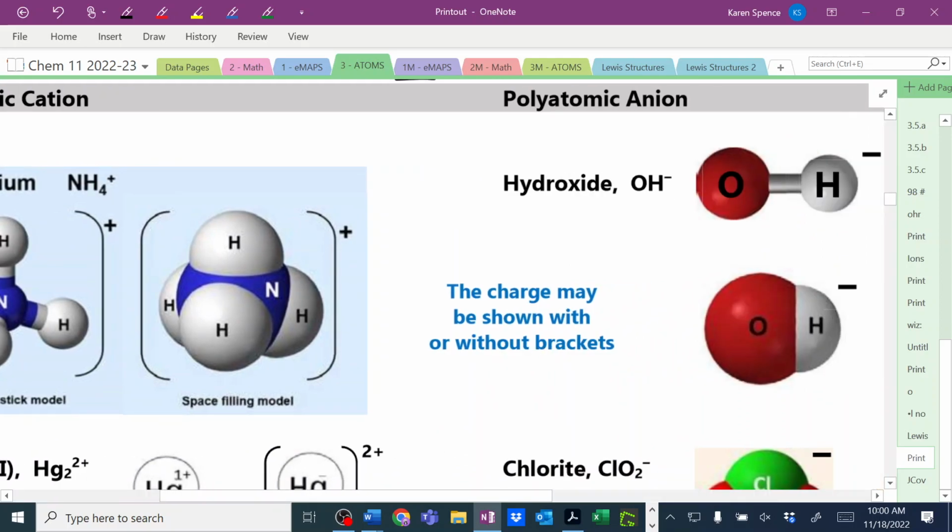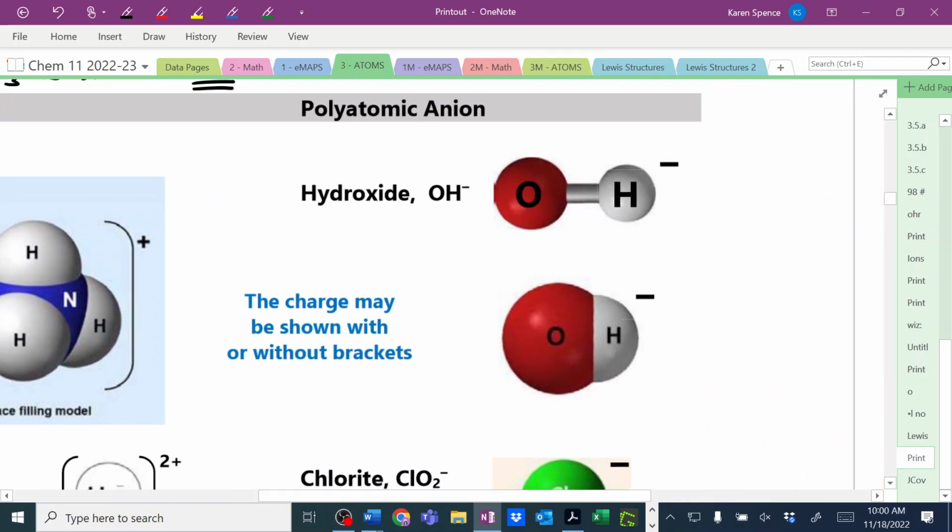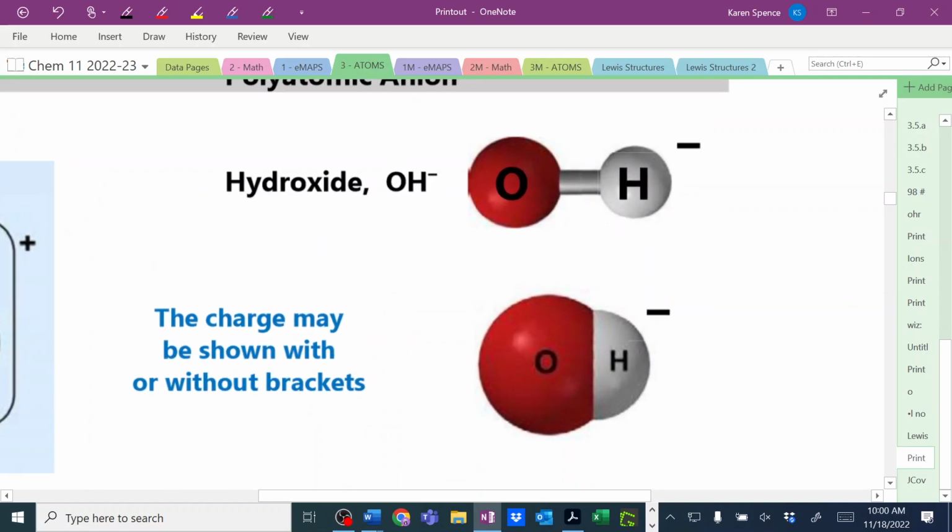Here is a polyatomic anion. It's called hydroxide. And so again, that O and that H together, somewhere along the way, an extra electron went on there, and that's why it has a -1 charge.